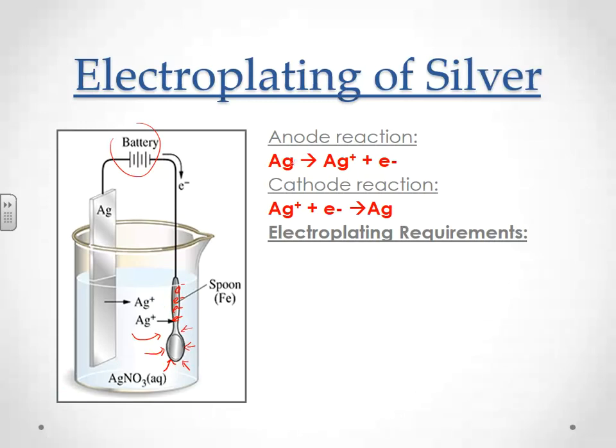Now the anode in this reaction is silver, forming the silver ion plus electrons, and the cathode is silver ion plus electrons yielding silver.